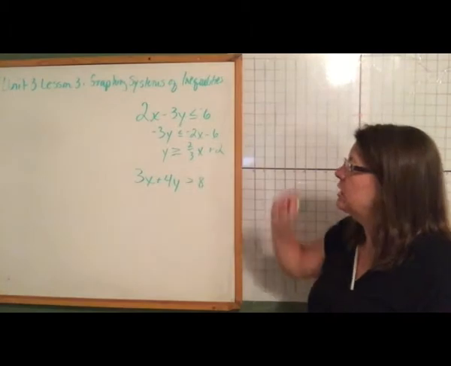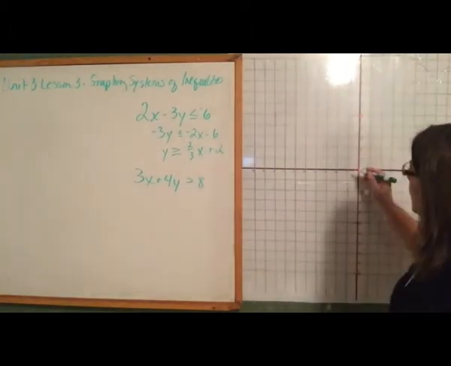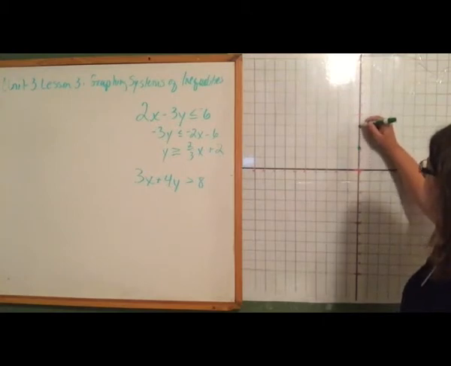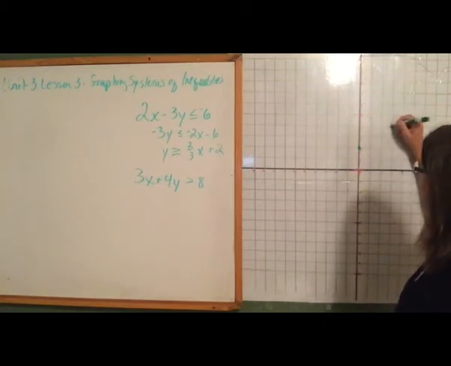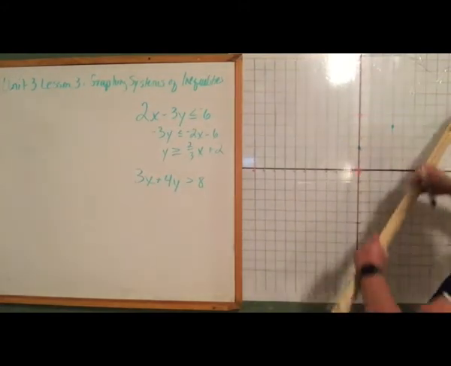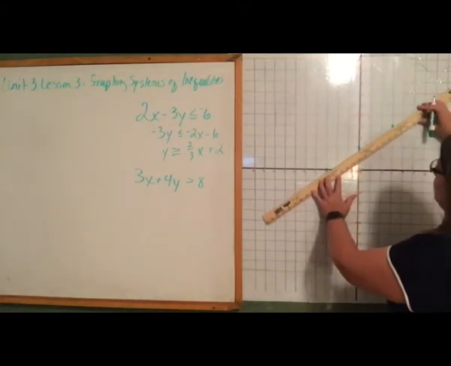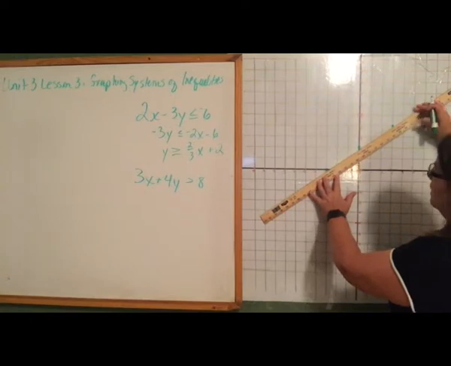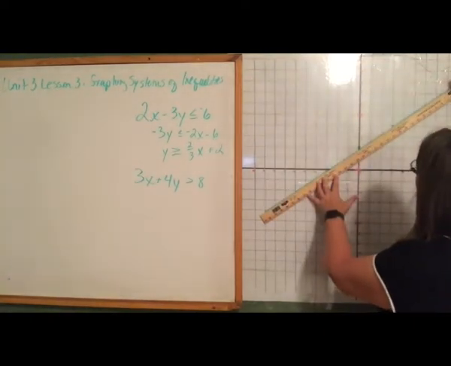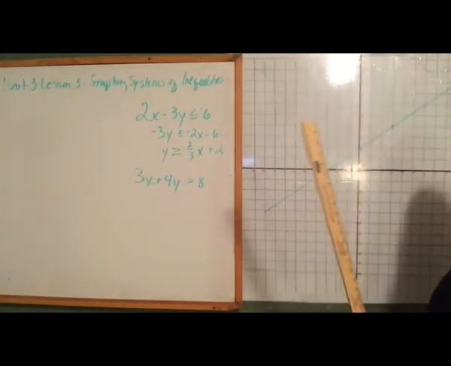So let's do them one at a time here. We've got to go up 2, and then our slope for that one is 2/3. So I go up 2, right 3, or I could have gone down 2, left 3, to get a couple different ordered pairs. And then we said already that this one is going to be a solid line. So I'm just going to draw that line as a solid line.